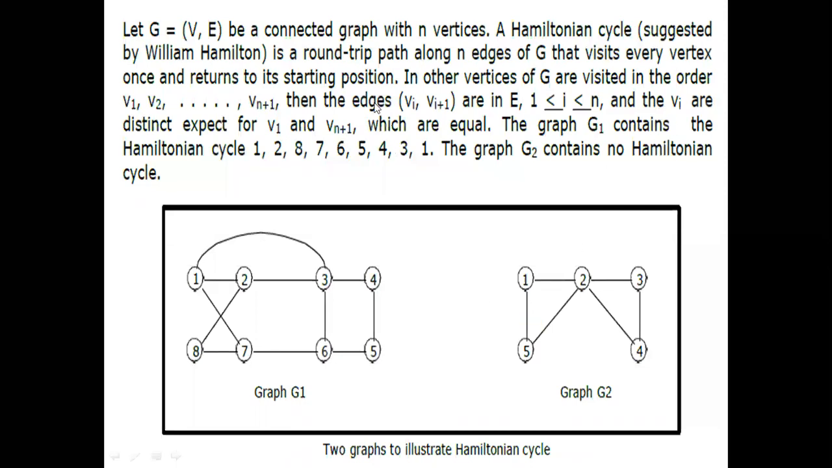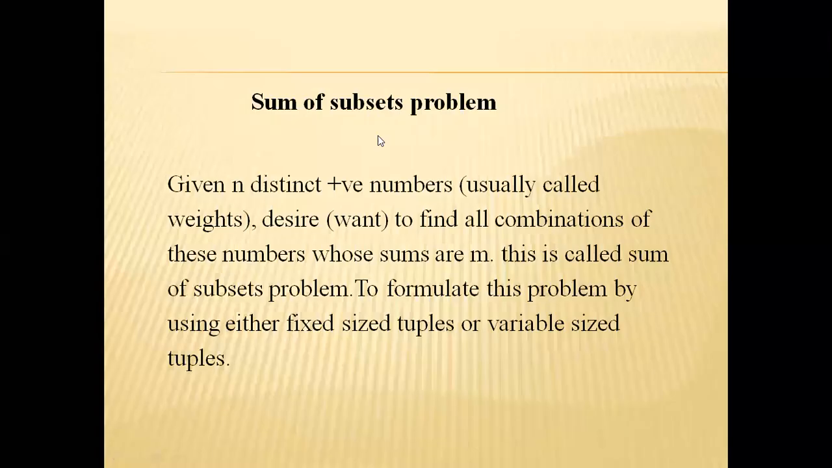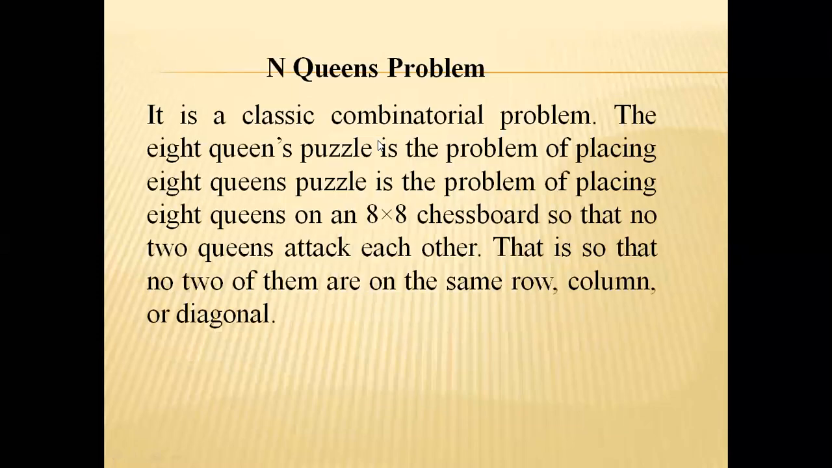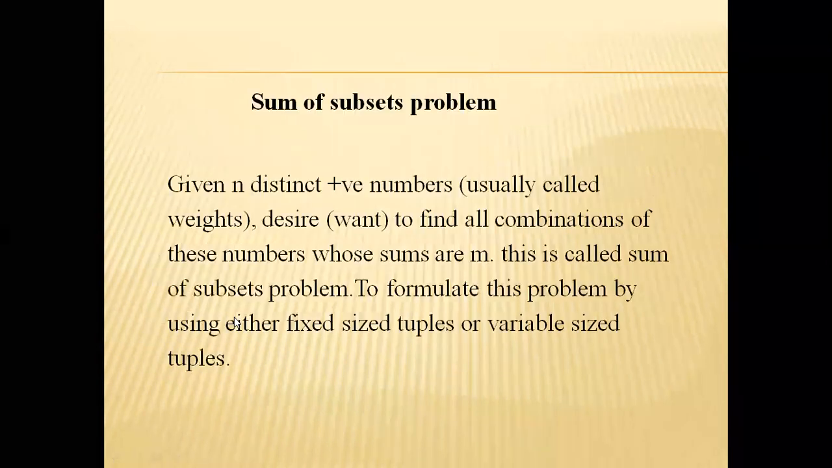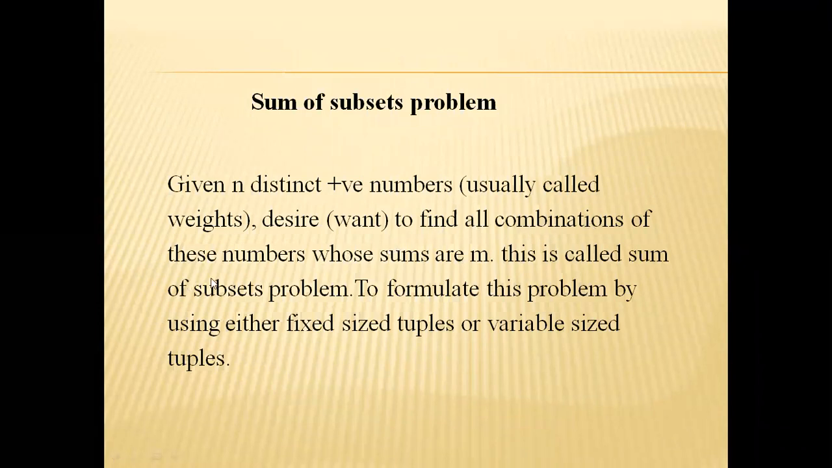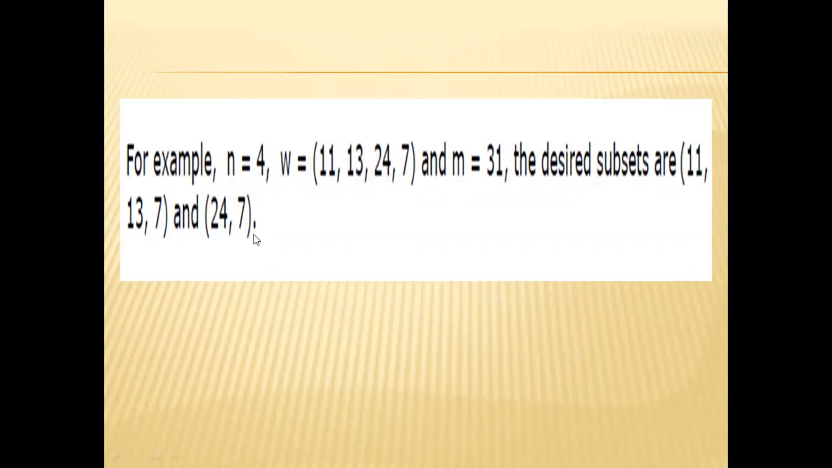All these four problems are as follows. First, the n by n chessboard, whose main concept is that no two queens are in the same row, same column, or same diagonal. Second, the sum of subsets: find the combination of numbers whose sum equals m.